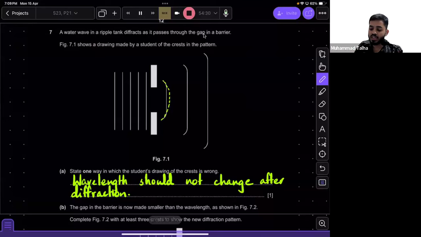Now you know that in a case where there's going to be a lot of diffraction, the crest might look like this. Here, there will still be some curvature, so it would look like this. It wouldn't be exactly straight in the middle. All right.